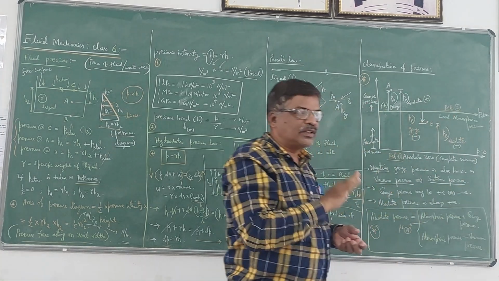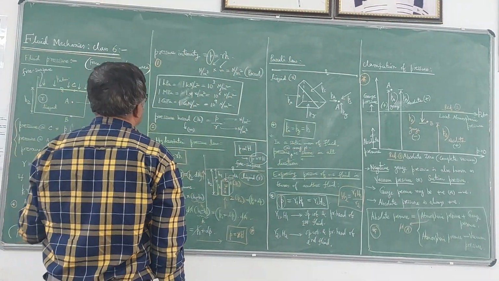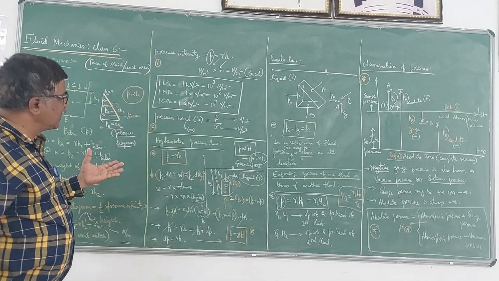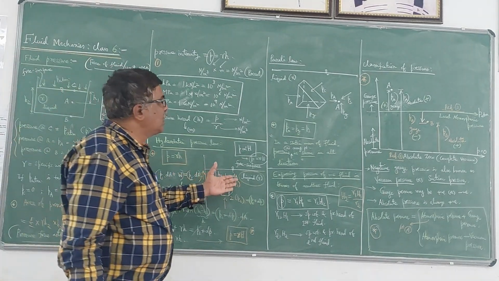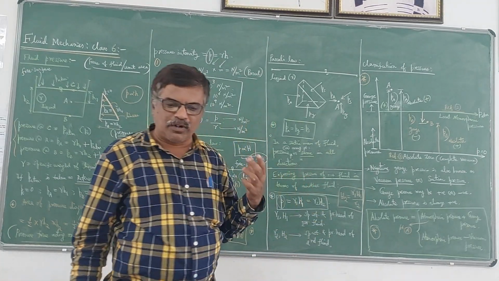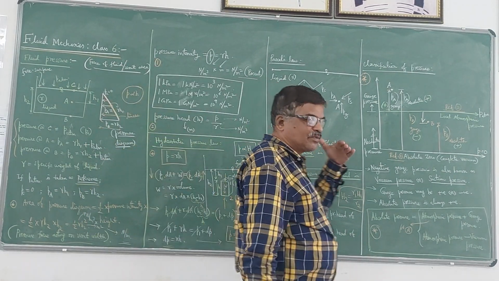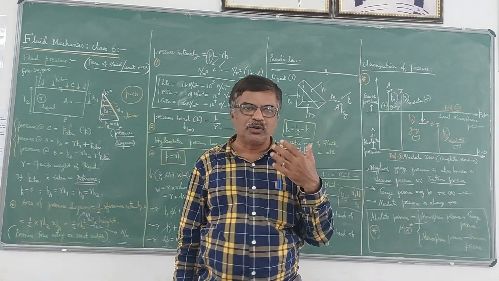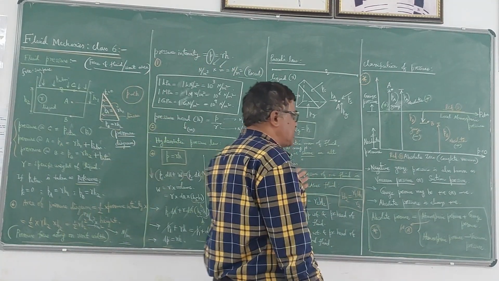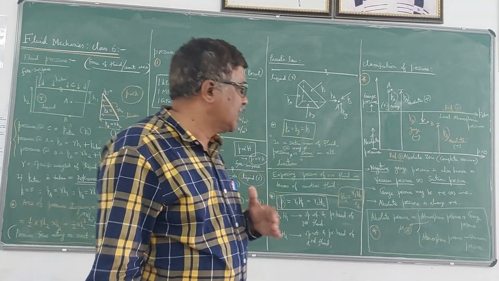So these are the basic concepts of fluid pressure, intensity of pressure, and how pressure varies with depth. Then there is hydrostatic pressure law and Pascal's law, and how to express the pressure of one liquid in terms of another liquid, and how pressure is classified. It can be classified into two types, absolute pressure and gauge pressure. Absolute pressure is always positive, whereas gauge pressure can be either positive or negative.